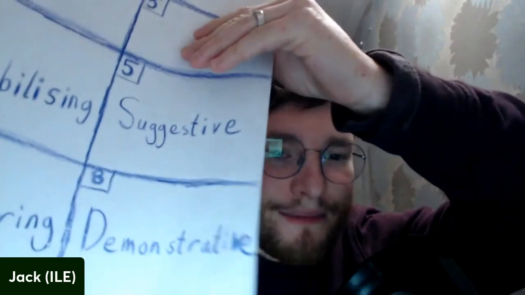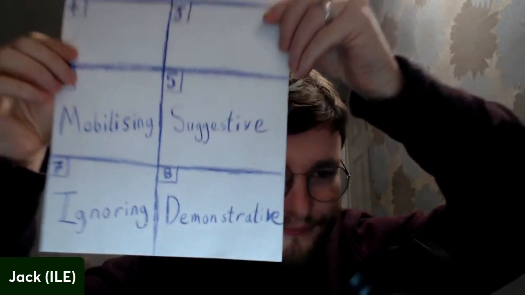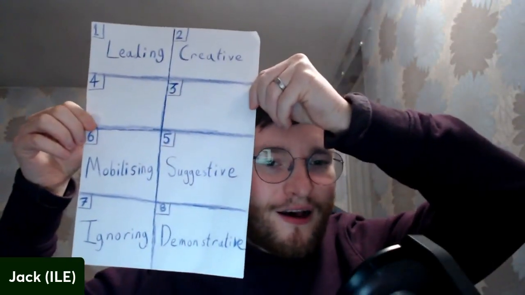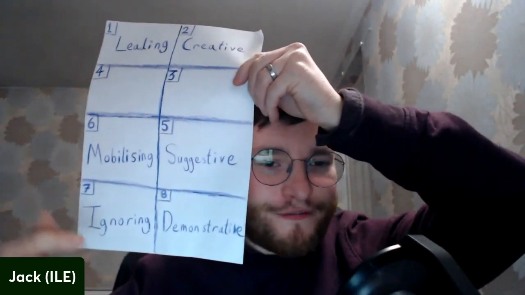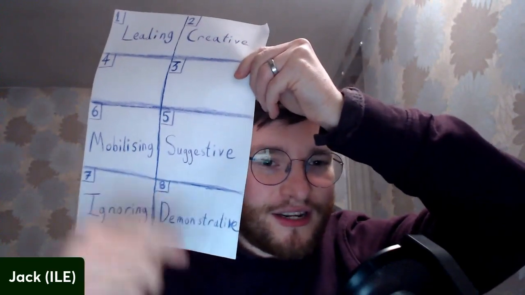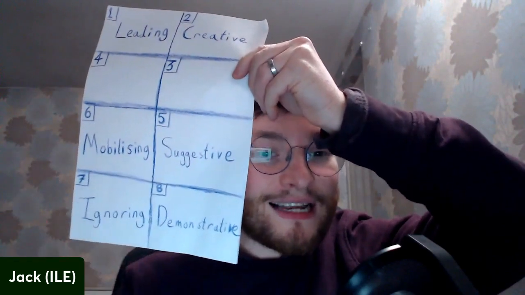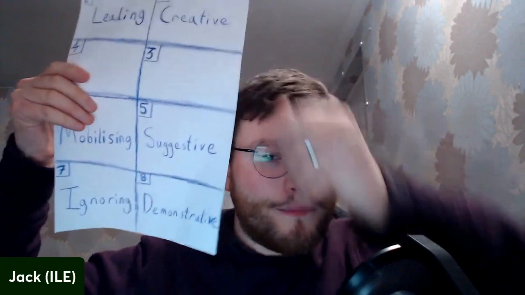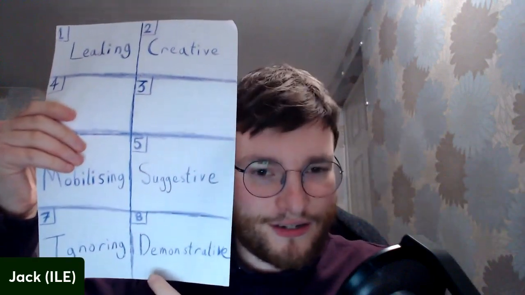Hi, everyone. So, now I'm going to talk about what is known by John Beebe as the critical parent function, or what I like to call the demonstrative function. If we look at our model here, the demonstrative function is in the eighth position, the last position in the whole structure. That doesn't mean it is the weakest.